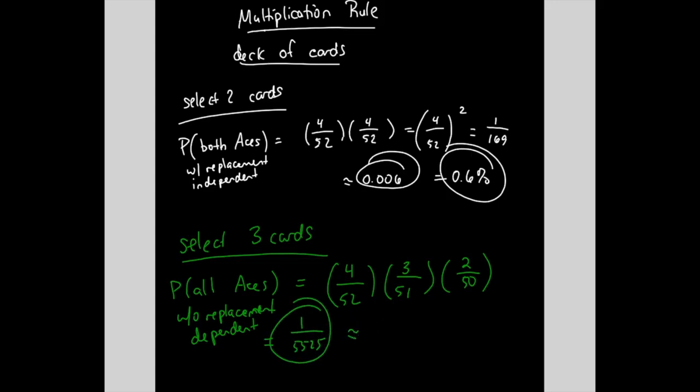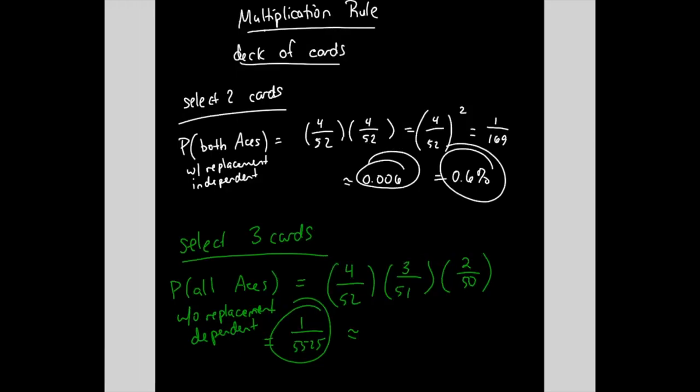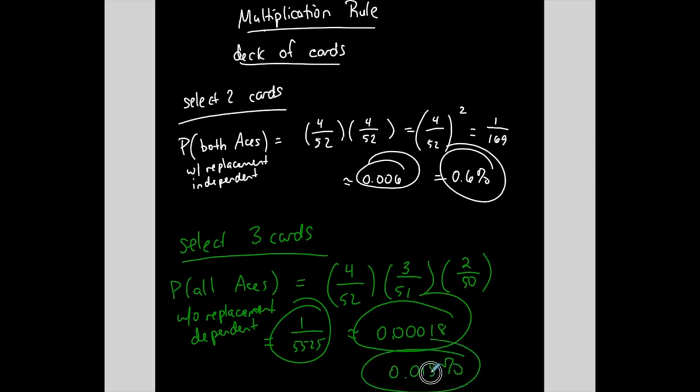I want you guys to realize that this is 1.80. This is not my probability. E-4 represents scientific notation. This means 1.809954 times 10 to the negative 4. That means I moved this decimal 4 places to the left. That's the actual number that this calculator is showing. 0.0001, I'll just do 8. This is a very small probability. If I put that in percentage form, that's 0.018%. That is extremely low. I would say that that is very unlikely to occur.